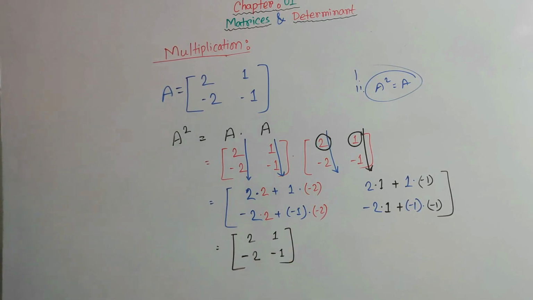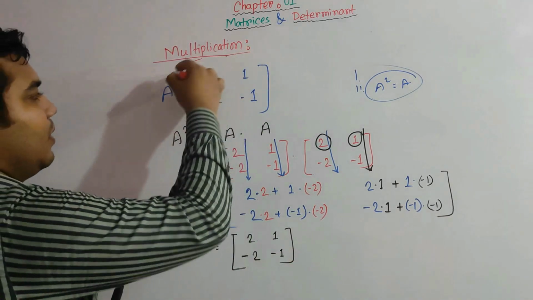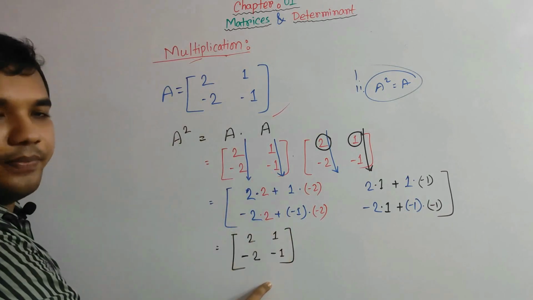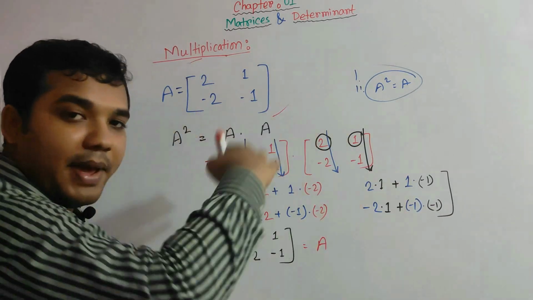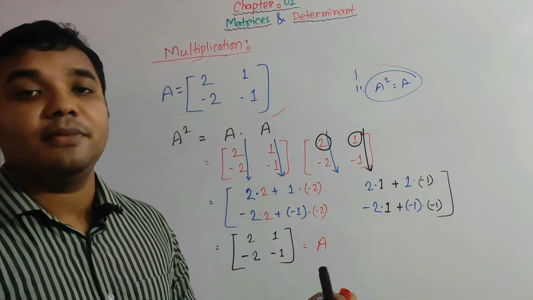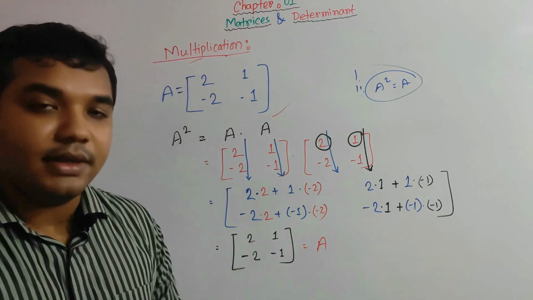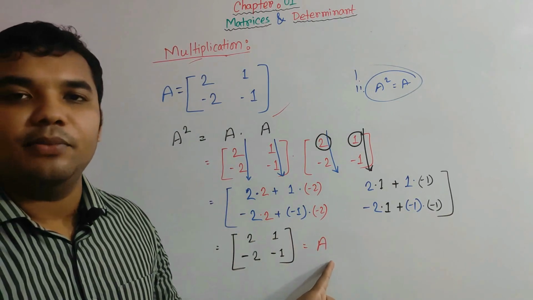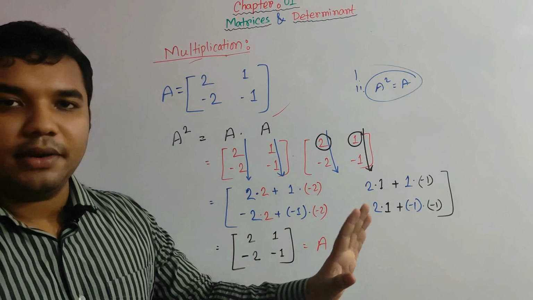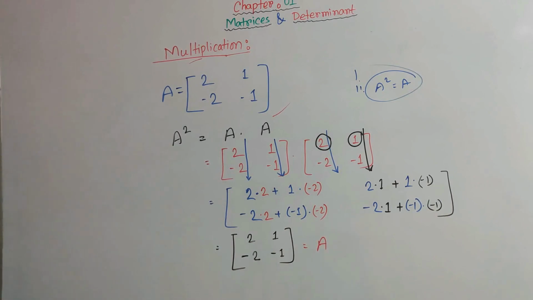Look at our first part, what it was. It was exactly A. So after squaring this matrix, if we get the same matrix back, then this matrix is nothing but an idempotent matrix, which is what our definition says. So we can say yes, this is an idempotent matrix. Clear? So this is the idempotent matrix part.